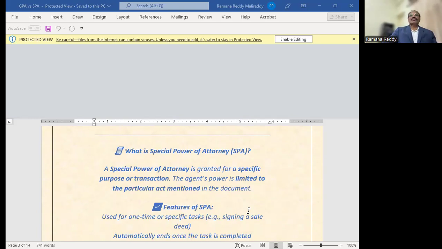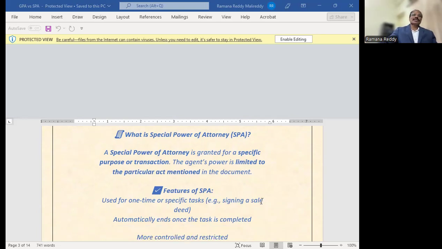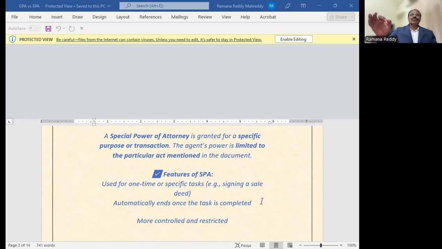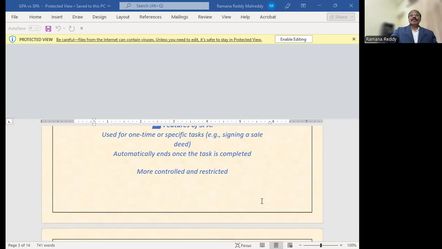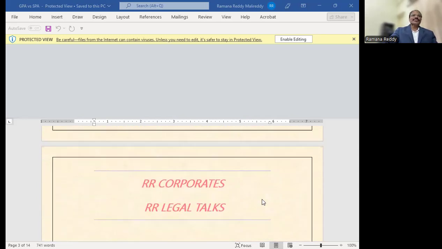So this is the difference between GPA and SPA. And SPA features. What are the features of SPA? It is used for a one-time or specific task. Example, signing a sale deed. This is a one-time transaction. I am giving this SPA to my agent for signing a sale deed. It automatically ends once the task is completed because this is an SPA. Here it is more controlled and more restricted. So compared to GPA, this is an advantage with SPA.